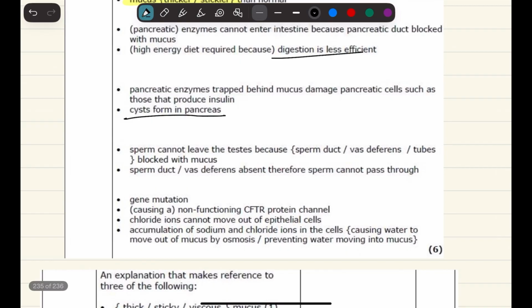Cool. Sperm can't leave the testes. Yeah, this is a man, right? Sperm isn't leaving the testes. We're gonna have less chance of fertilization.